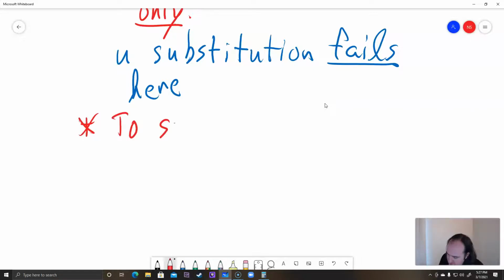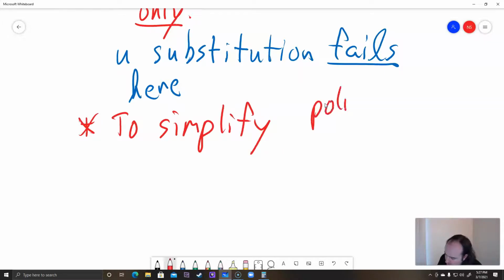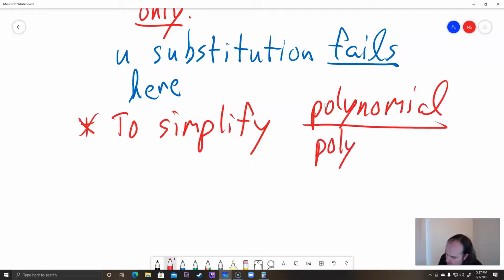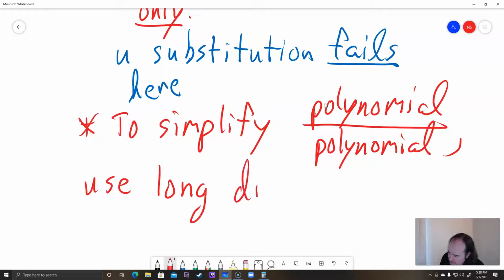So to simplify one polynomial over another polynomial, we use long division. And I know some of the very fanciest calculators, particularly online, will be able to do long division for you. However, I'm going to show you how to do long division by hand so that we can actually learn it. It's really not that hard. So you're going to use long division. It's actually called polynomial long division.